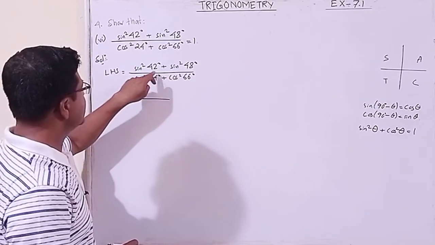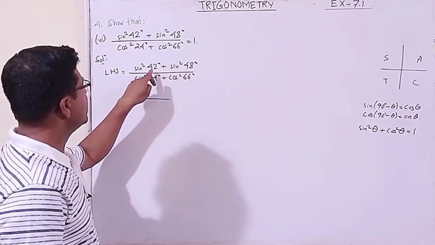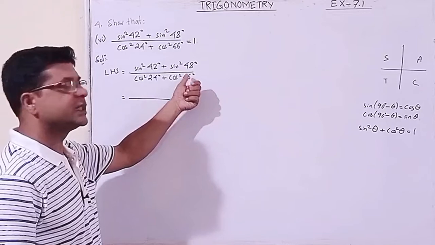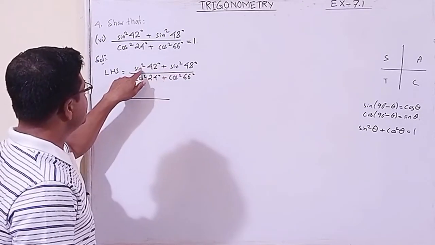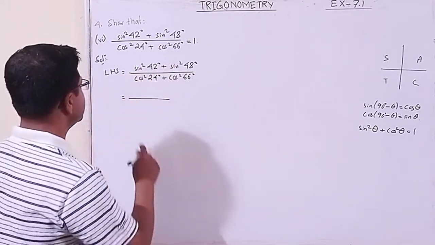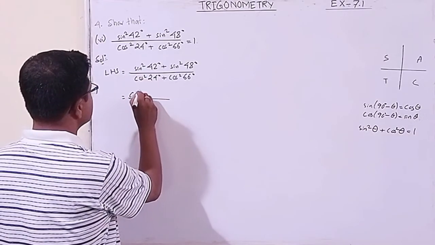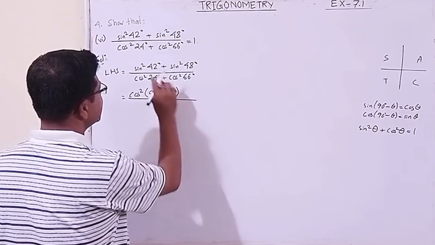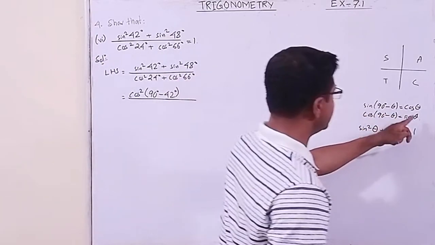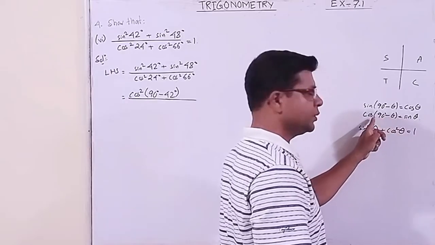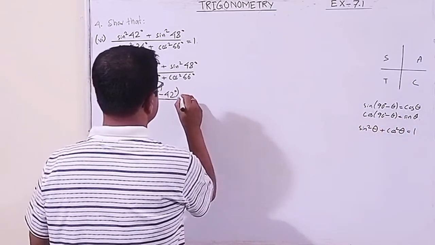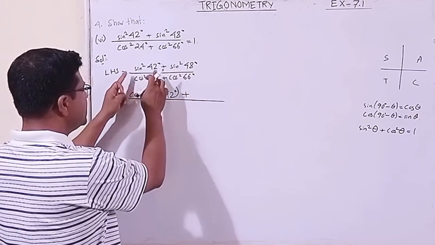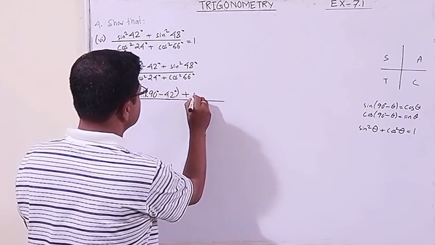Now dear students, first of all you can check that these are complementary. 42 plus 48, their sum is 90 degree. Again 24 and 66, their sum is also 90 degree. So between these two we will change any one. Suppose sine is converted to cos, cos square of 90 minus 42 degree. This concept we have applied: sine of theta is equal to cos of 90 minus theta. Then just like the last question, in one pair we will change only one ratio, not both. This will remain same.